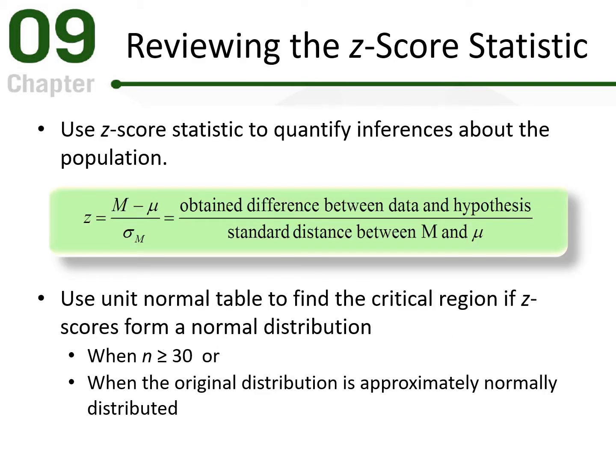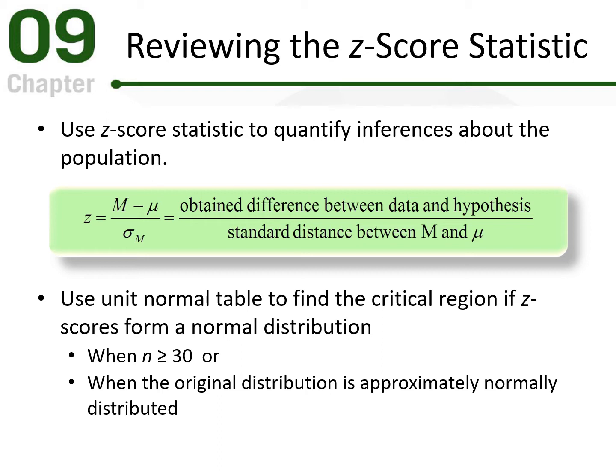So remember that Z was equal to the mean of the sample, which is M, minus mu, which is the mean of the population, divided by sigma sub M, which is the standard error of the mean, which is sigma divided by the square root of n. And then we use the normal table to find the critical Z values based on a normal distribution.